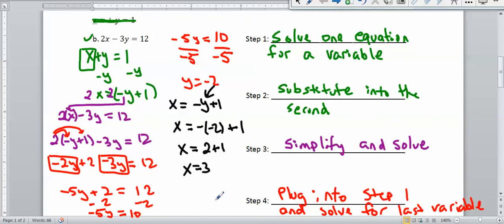Now, when we write this solution to a system, it was an ordered pair when we solved by graphing. So it has to be an ordered pair when I solve by substitution as well. So my solution, remember, is an xy solution. So x is 3 and y is negative 2.